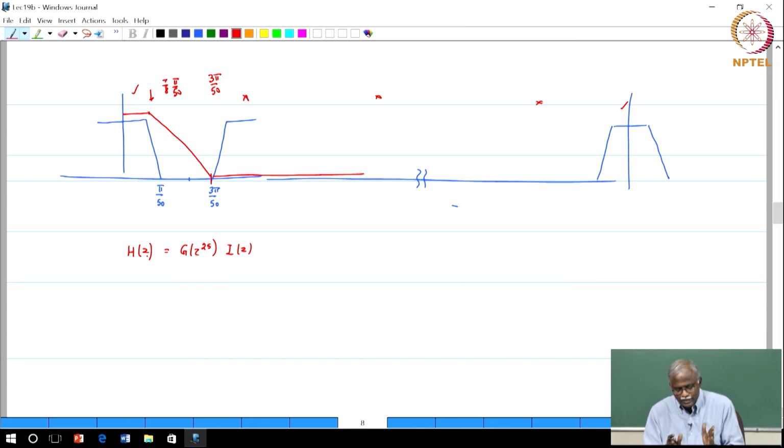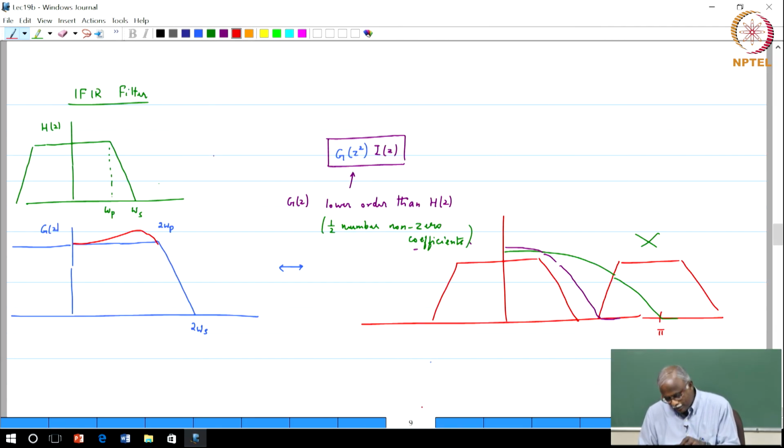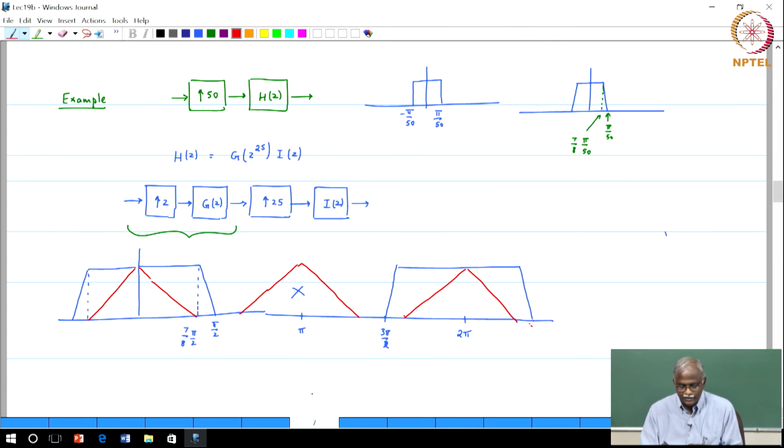But because I am using it to do the upsampling, actually the interpolated FIR has a significant advantage, because I will implement it in this fashion, and also the filter requirements of the two filters G of z and I of z are relatively milder than the requirements on H of z directly.